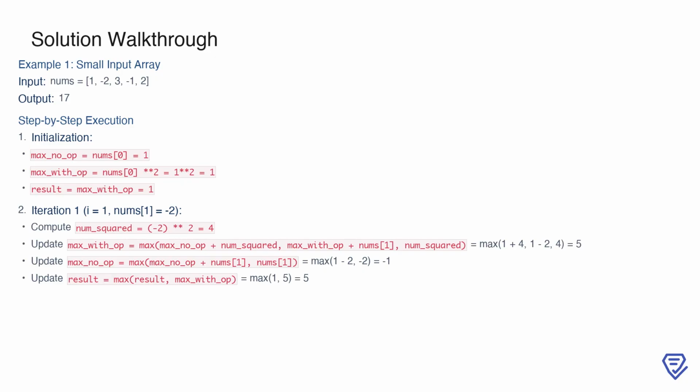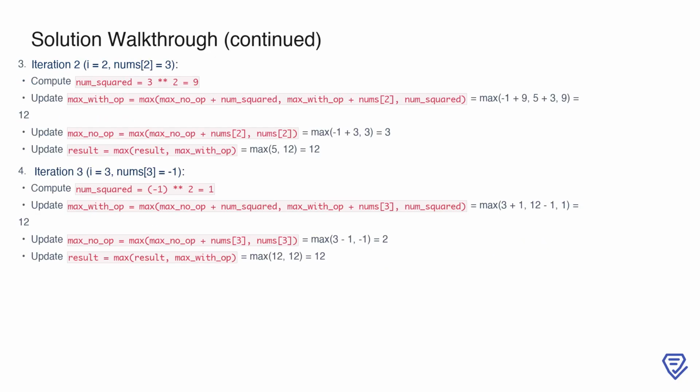Next, we update max_no_op to the maximum of adding nums[1] to the previous max_no_op, or just nums[1] by itself. This becomes -1. Finally, we update the result to the maximum of the current result and the new max_with_op, which gives us a value of 5.